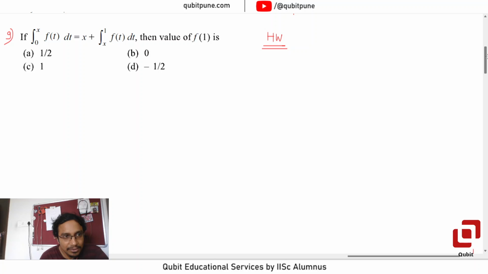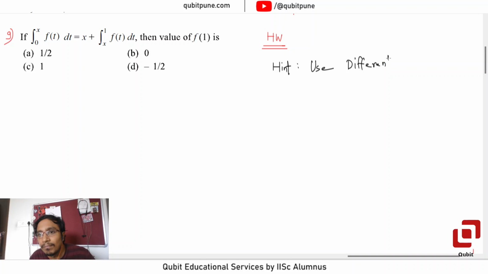If integral 0 to x f of t dt is x plus integral x to 1 f of t dt, then the value of f of 1 is: 1 upon 2, 0, 1, minus 1 upon 2. I'm giving you this as homework, but I will tell you how to solve the problem. The hint is: use differentiation under integral sign, or what you call the Leibniz rule.